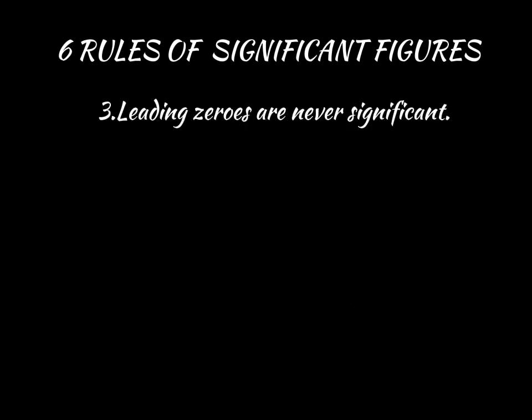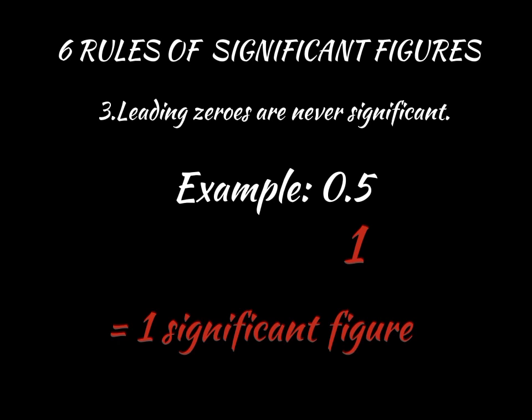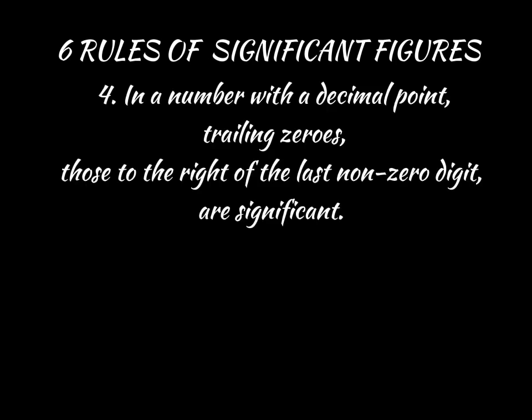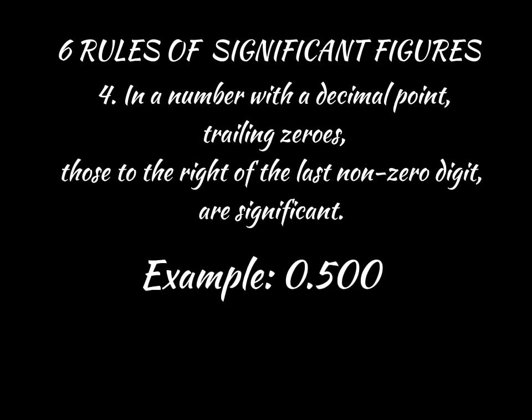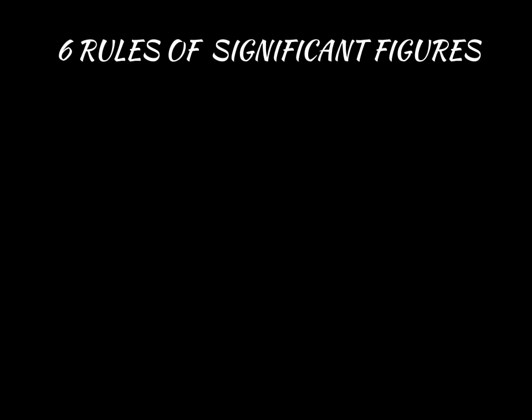3. Leading zeros are never significant. Example 0.5, and if you count them, there is only a total of 1 significant figure. 4. In a number with a decimal point, trailing zeros, those to the right of the last non-zero digit, are significant. Example 0.500. If you count them, there are a total of 3 significant figures.